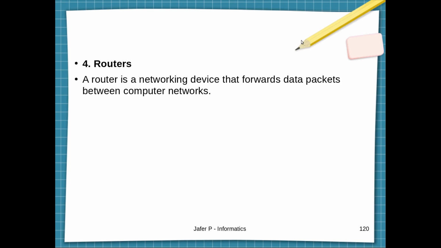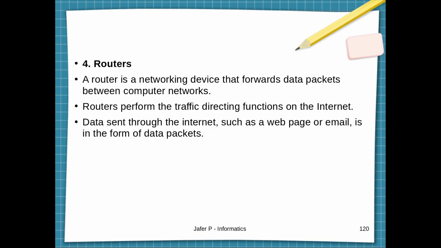And the fourth device is a router. What is a router? A router is a networking device that forwards data packets between computer networks. The internet can consist of different kinds of networks, so to send data between those networks we use routers.